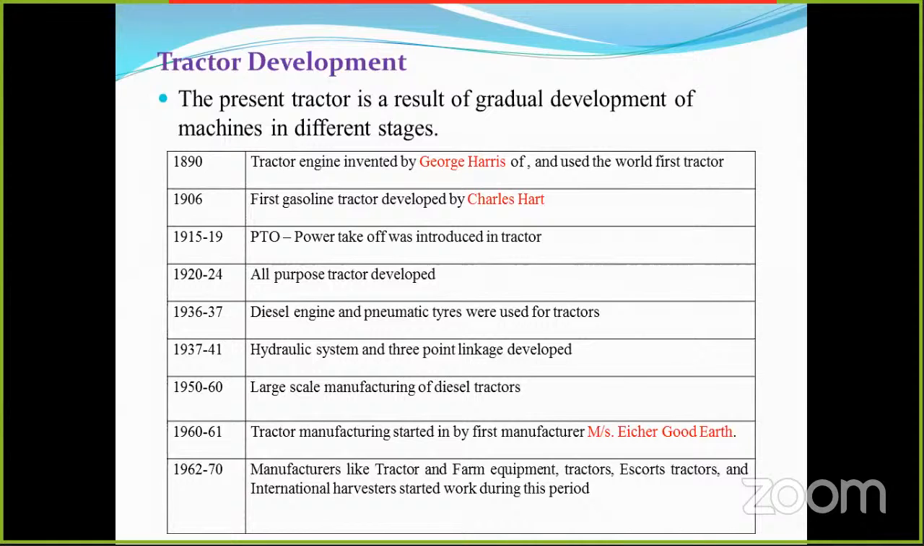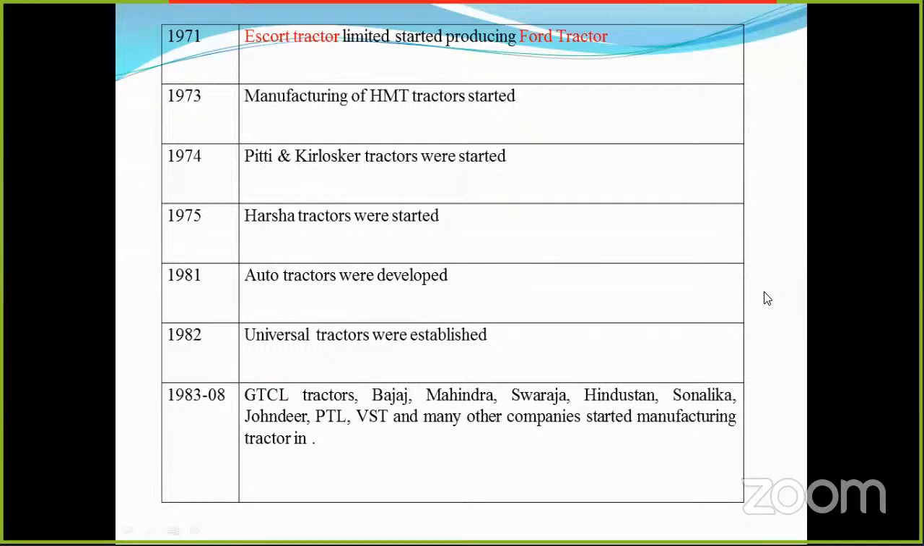Then during 1936 to 37, diesel engine as well as pneumatic tires were introduced for tractors. During 1937 to 41, hydraulic system and 3-point hitch linkage system. Then 1950 to 60, large scale manufacturing of diesel engines, and during 1960-61 MS Goodyear came to India to manufacture the tractor, as well as 1962 to 70 different farm equipment was developed. And next, during 1971, Escort manufactured the Ford tractor. Okay, these are very important.